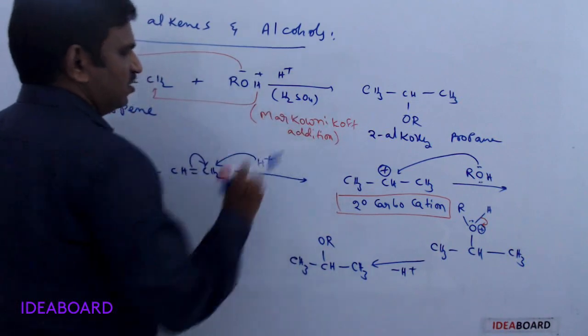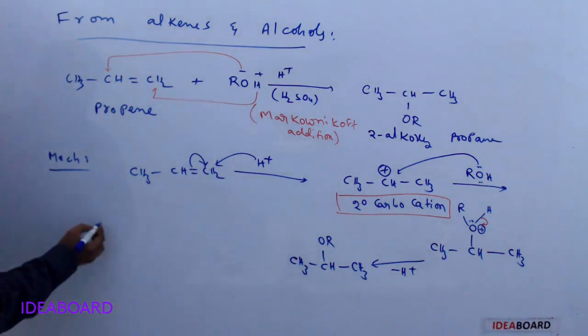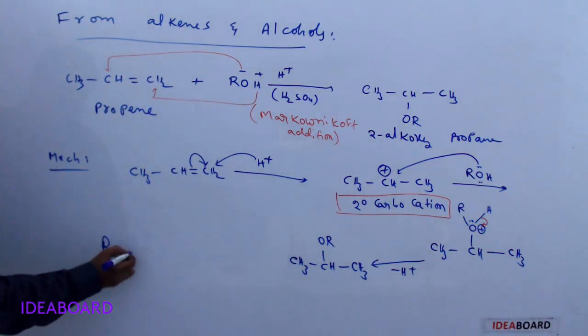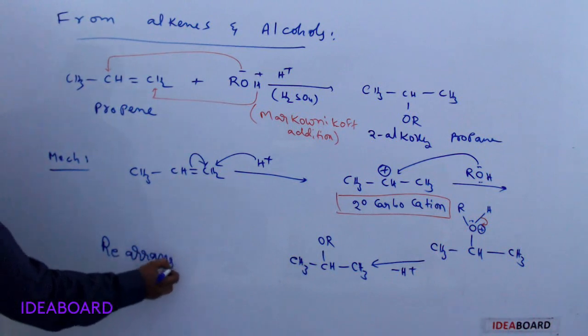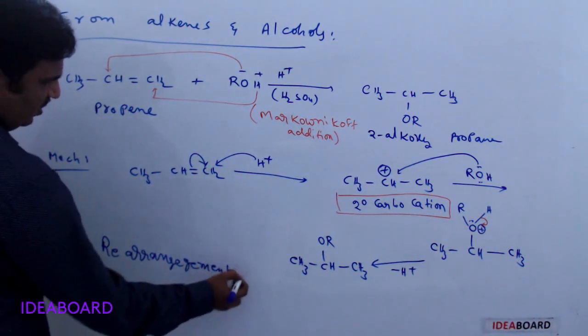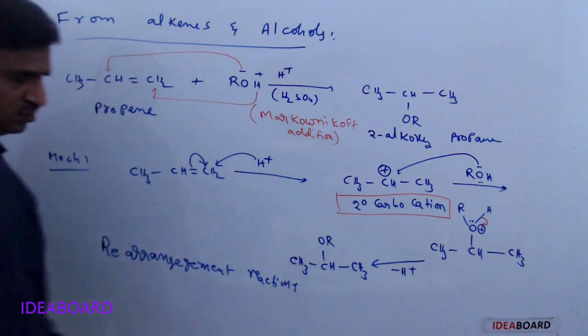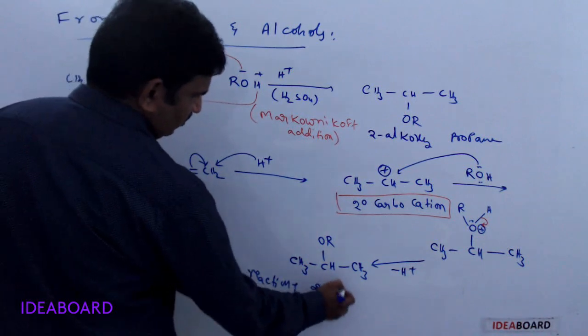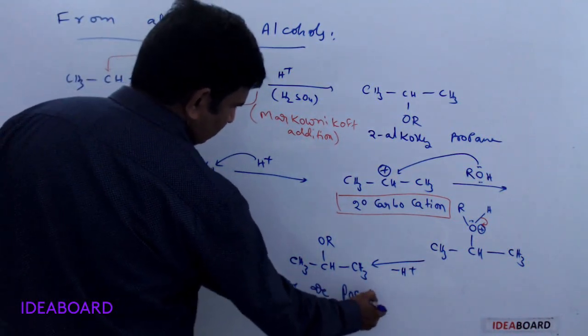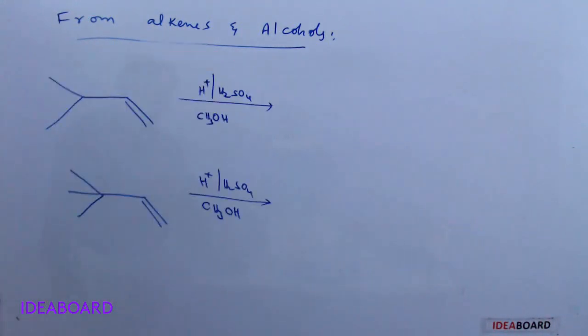And the reaction occurs via carbocation formation. So please remember, rearrangement reactions are possible in this method. Okay, so that is from alkenes and alcohols.